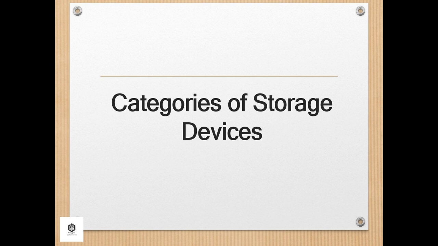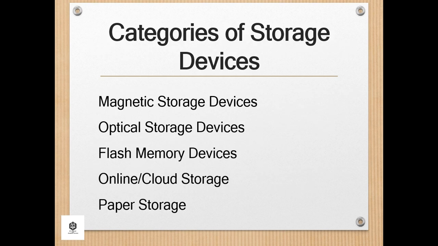A storage device may also be known as a storage medium or storage media, depending on whether it is seen as discrete in nature. Digital data storage media generally fall into one of five categories: magnetic storage devices, optical storage devices, flash memory devices, online or cloud storage, and paper storage. I will give one or more examples of each category on the next slide.